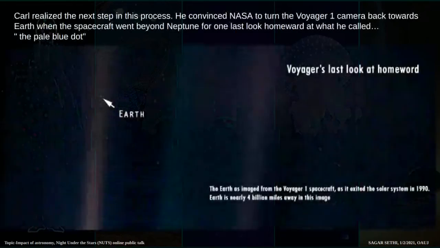So yeah, astronomer Carl Sagan realized the next step in the process. We know our satellites are going farther away from the solar system. Voyager 1 is one of them, which has left the solar system into the interstellar medium, and which already passed Pluto, and this is Voyager's last look toward the Earth. In this image, Earth is nearly 4 billion miles away from Voyager 1 as it looked back toward the Earth.